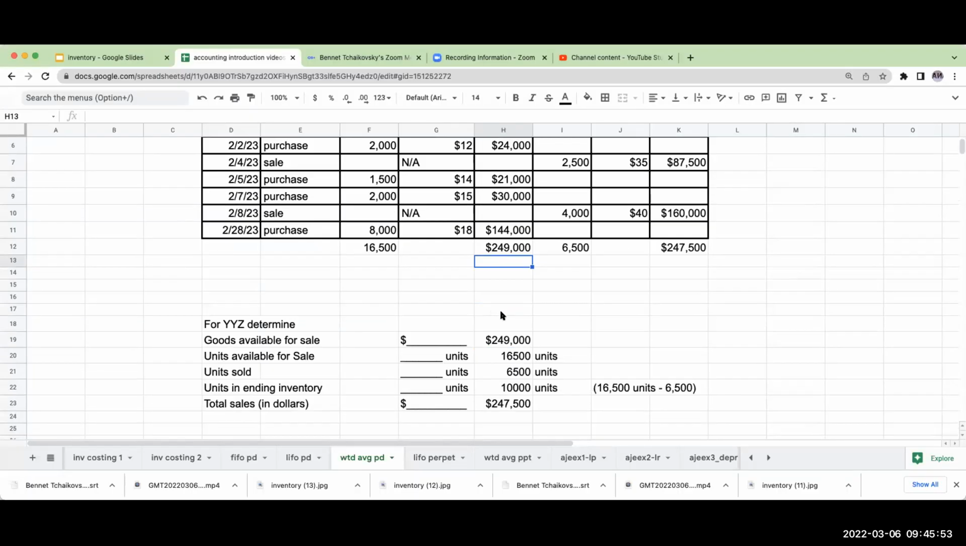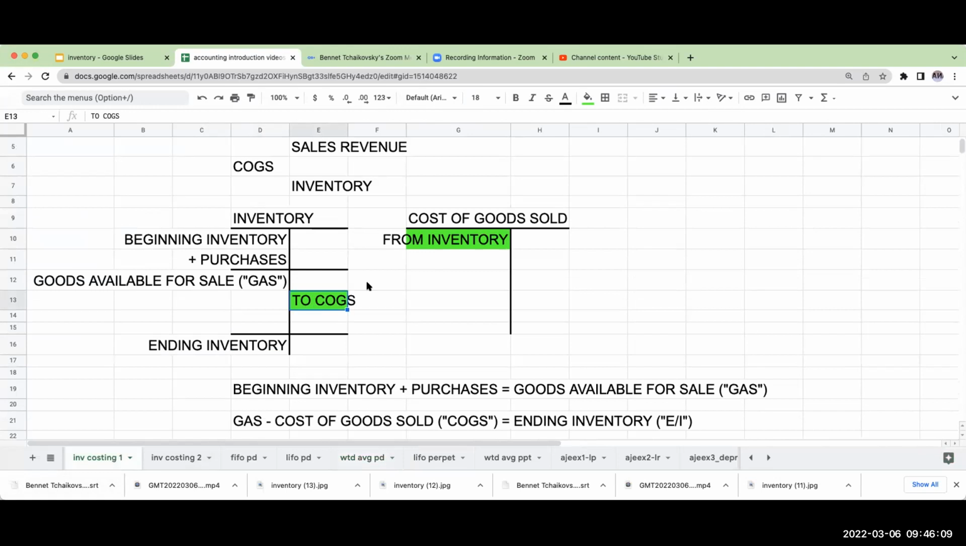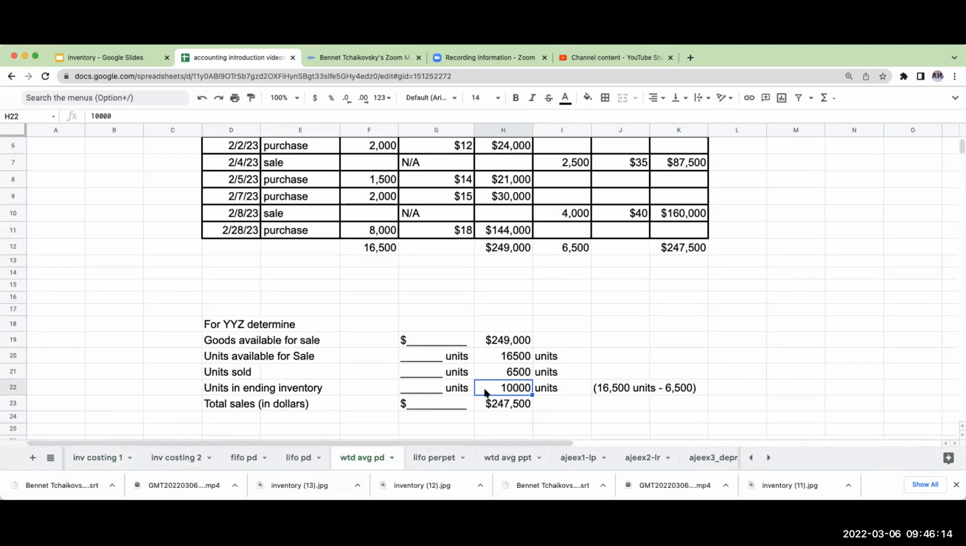So for weighted average periodic, remember, goods available for sale, units available for sale, units sold, all of this is exactly the same. Again, all we're doing is figuring out how we assign the dollar amounts from inventory to cost of goods sold. This is what we're doing with all these different questions. So right now, let's take a weighted average.